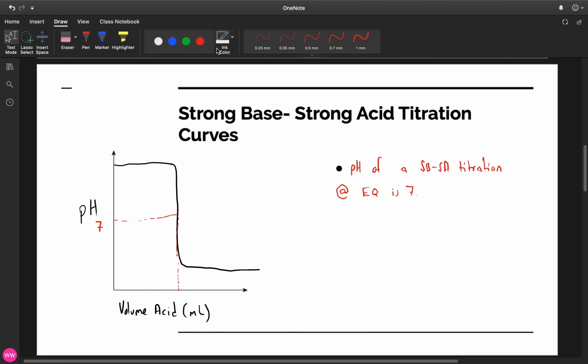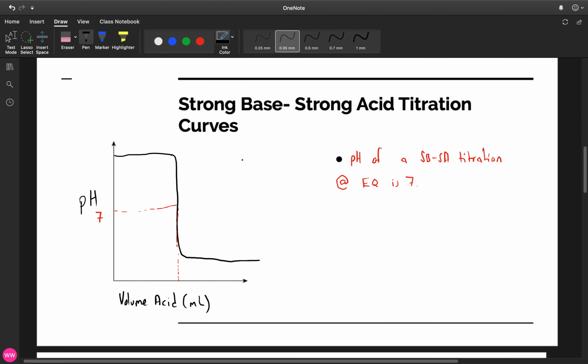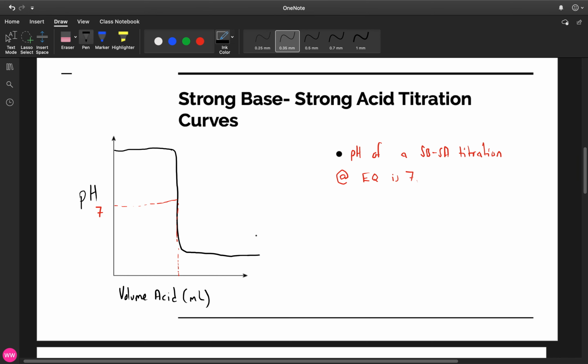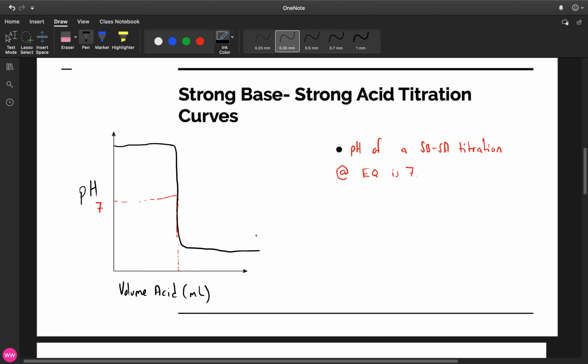So, as far as our strong base, strong acid titration curves go, that's pretty much it. These are generally speaking stoichiometry type problems where you're trying to determine the concentration of a base using a strong acid of known concentration.